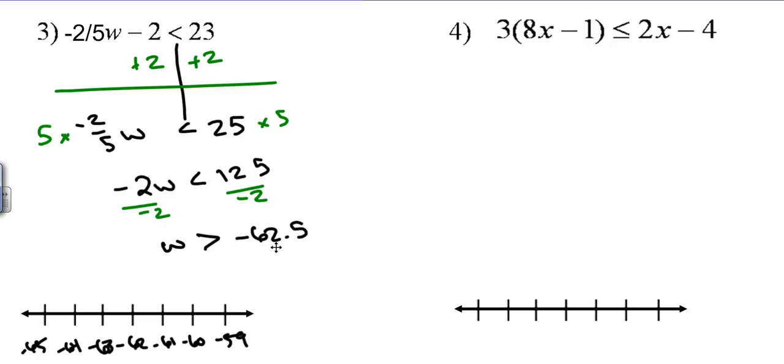And then just say, where is negative 62.5? Well, it's in between negative 62 and 63. It's not equal to, so I want to do an empty circle in the middle. And I want all numbers that are bigger. Well, the bigger numbers are over here. And then you can take any number you want and plug it in and check to see if this side is less than 23.